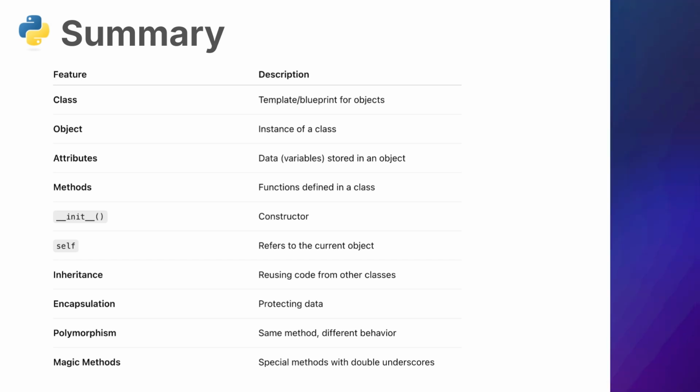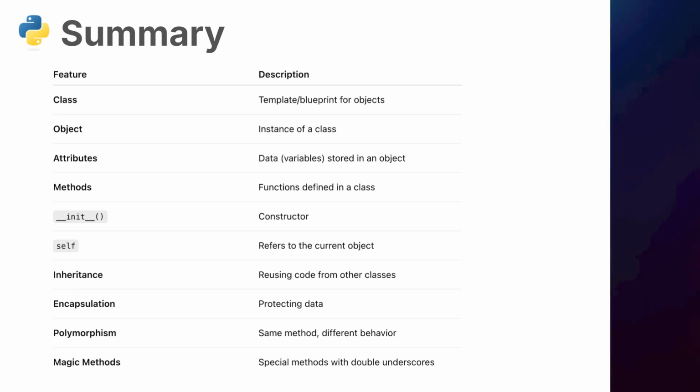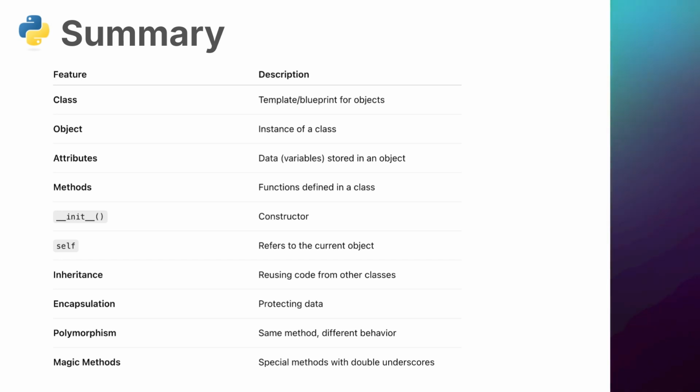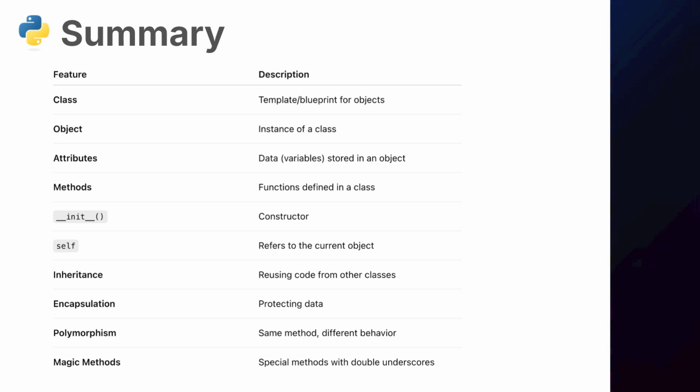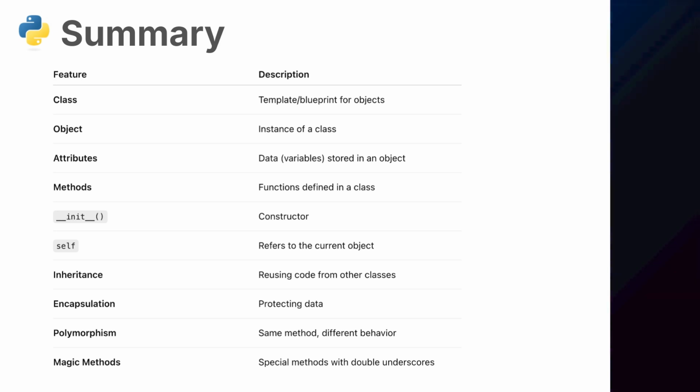Self refers to the current object you're working with. It helps Python know which object's data you're accessing or changing. Inheritance allows a child class to reuse the parent class's code. The child can also add new features or change behaviors from the parent. Encapsulation means hiding and protecting data inside the class. You control who can read or change that data using getter and setter methods.